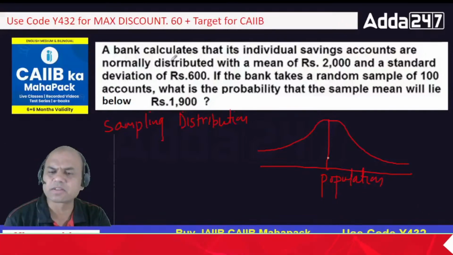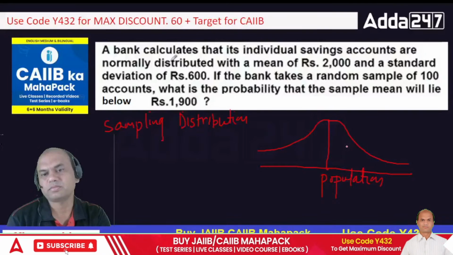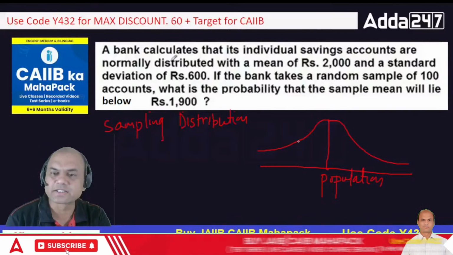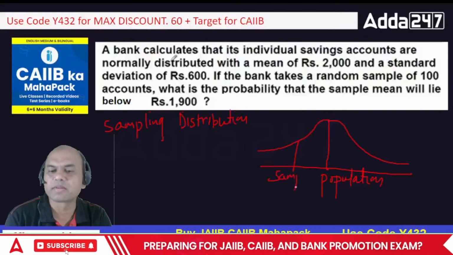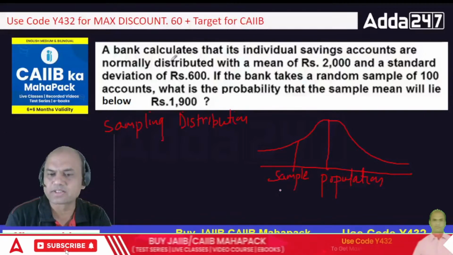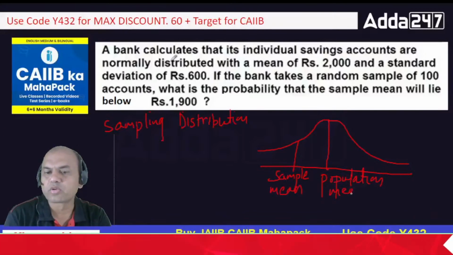So this is population. Always remember, in any sampling distribution problem you have to draw this curve. This is population and this is sample. Sample mean, I'll write it. Both are means. This is mean and this is also mean, right? So what is it given?